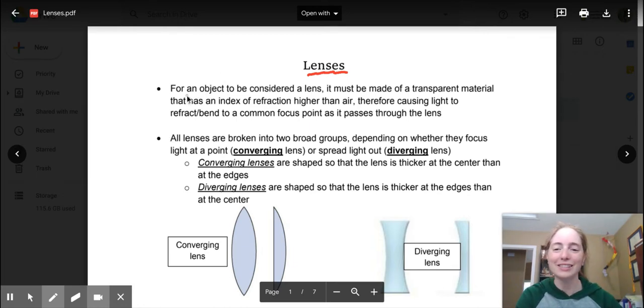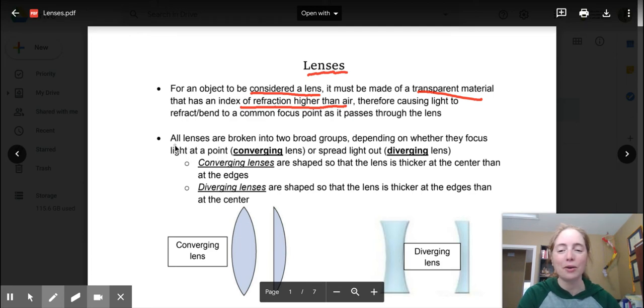All right, so ladies and gentlemen, for an object to be considered a lens, it has to be transparent, so light can go through it. And it has to have an index of refraction higher than air. So that means light is going to bend when it goes through there.